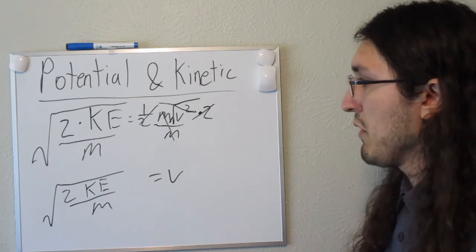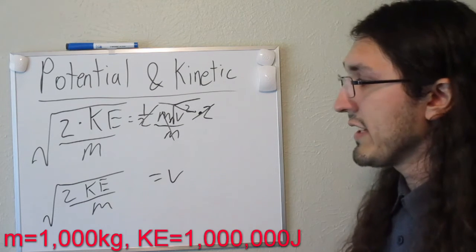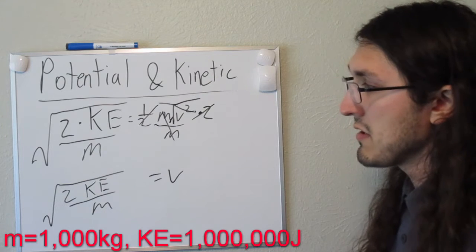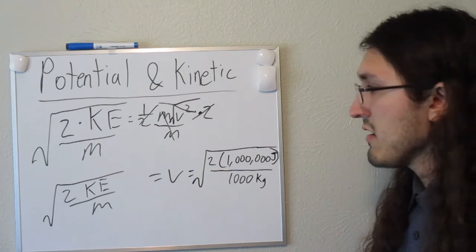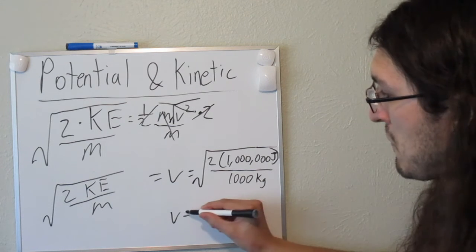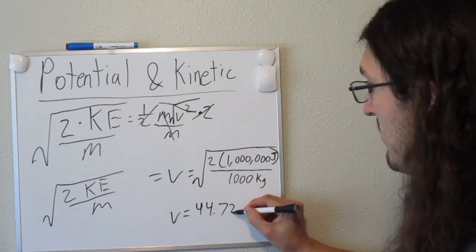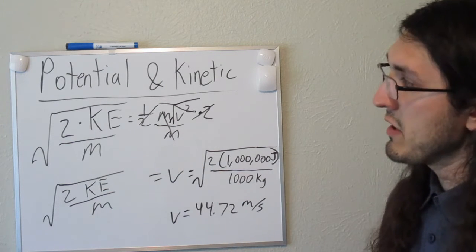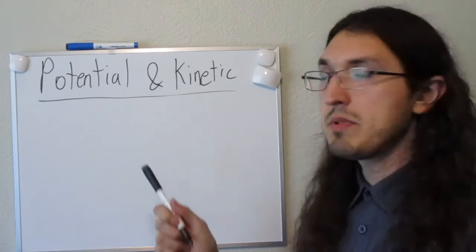Let's say I have an example where I want to know the velocity of a car that has a mass of 1,000 kilograms and kinetic energy of 1 million joules. I would do this. I would plug this in the calculator, and then I find out that the speed is 44.72 meters per second. So there's another example with that kinetic energy equation, just solving for one of the variables within it. Now I'm going to move on to potential energy.